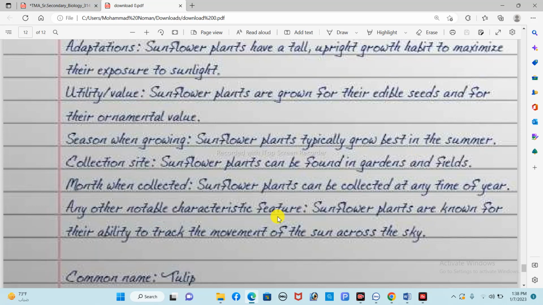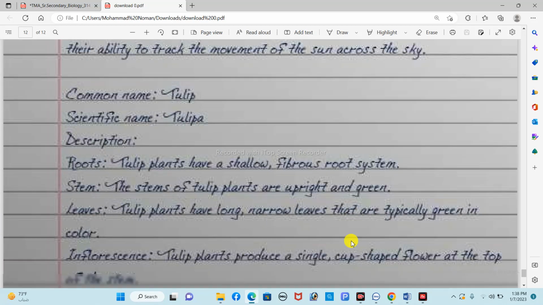Month when collected. Sunflower plants can be collected at any time of the year. Any other characteristic features. Sunflower plants are known for their ability to track the movement of the sun across the sky. Common name tulip.